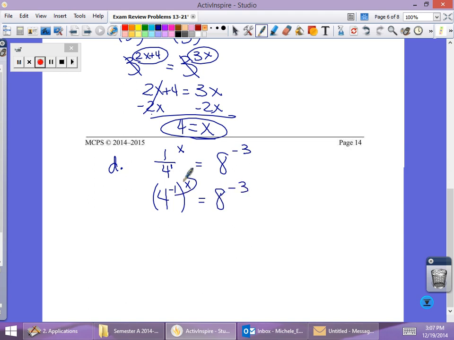Now what I'm going to do is go ahead and multiply those exponents together, and I have 4 to the negative 1x equals 8 to the negative 3rd power.